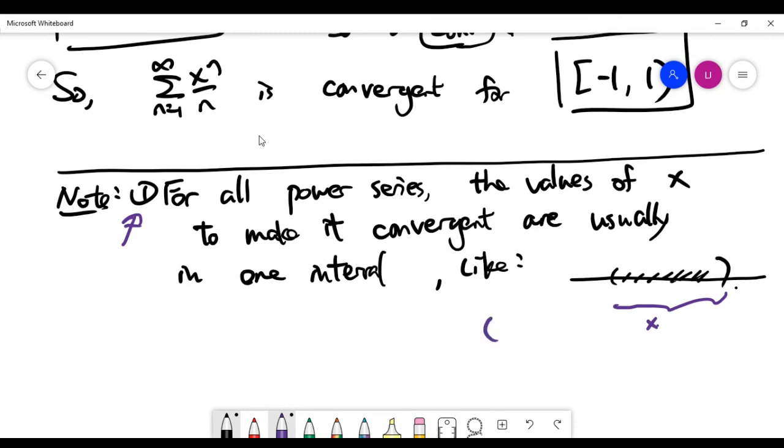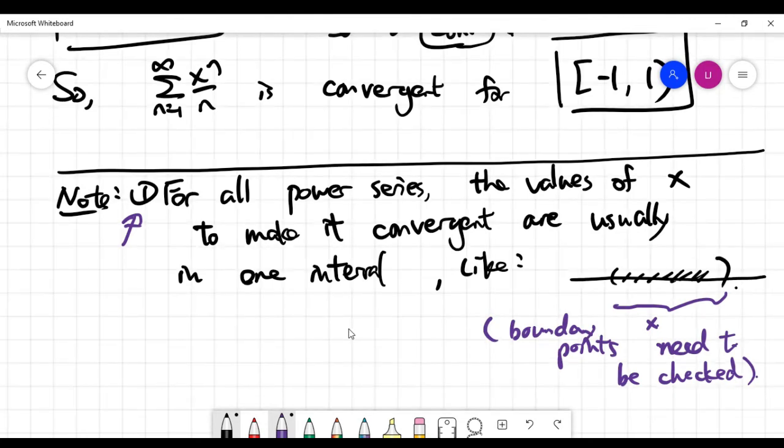And the fact is that on top of that, the boundary points give you some uncertainty, and you have to check the boundary points separately, just like what we did for the last cases, right? And now that's the first note. And the second note is the following.